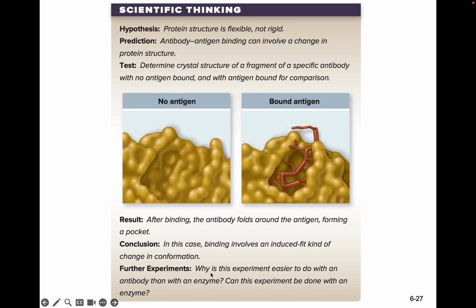Remember, not just one experiment can really prove a hypothesis or prediction. So the further experiment is to ask why this experiment is easier to do with an antibody than an enzyme. Here we've done it with a protein like an antibody, but an antibody is not an enzyme. So why has this not been done with an enzyme? We know about these proteins, but this also includes enzymes. So the next experiment needs to be done with an enzyme. Can this be done with an enzyme? Quite hard actually, because determining the crystal structure of enzymes is not that easy. You can do it with certain techniques, but it's not as easy as with an antibody.